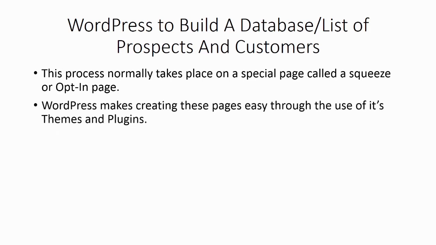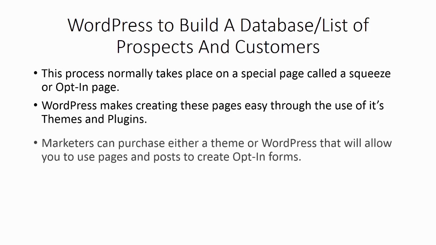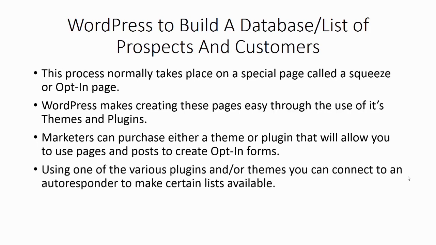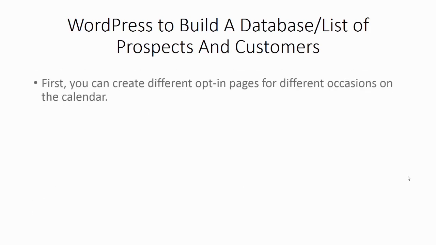WordPress makes creating these pages easy through the use of its themes and plugins. As a marketer, you can either purchase a theme or plugin that will allow you to use pages and posts to create opt-in forms. Using one of the various plugins and/or themes, you can connect to an autoresponder and make certain lists available. This process is important to understand.